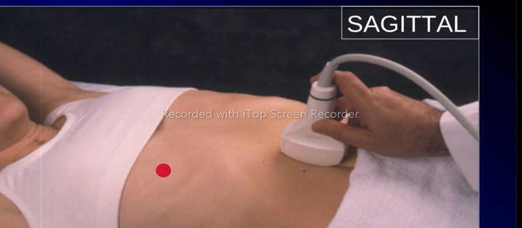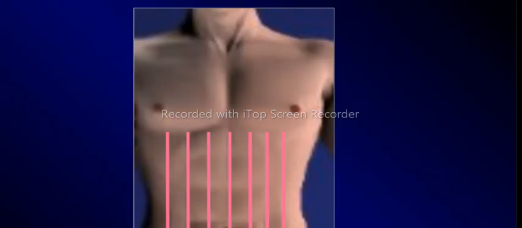If you leave your probe in this orientation along the midline or the long axis of the body, and you shift it or slide it towards the lateral aspect of the body, whether on this side or on the other side, what you are carrying are coronal images. That's the orientation.